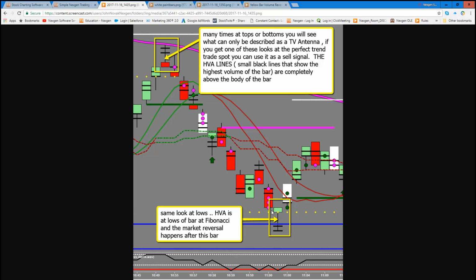If we were to anticipate a long trade from Fibonacci support, the same look: these two little black lines are the high volume area, the bar goes down and then it reverses to the upside, that would be a long signal for us. So again, it's literally just the bar structure itself, and for lack of a better descriptor, it looks like a TV antenna.